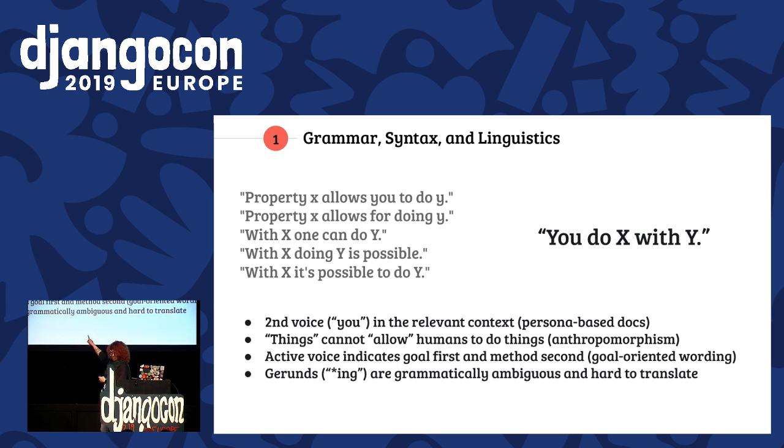The other side tangent, I have very few side tangents in this presentation. I'm quite proud of myself. Things cannot have things. This tool cannot have attributes. It includes, it can describe, it does things. Software cannot own possessions. Also, have is a really dangerous word. Anyway, active voice indicates the goal first and the method second. So if we're looking at goal-oriented wording, gerunds, which is anything that ends with ing, doing, streaming, browsing, writing, are grammatically ambiguous and hard to translate sometimes.